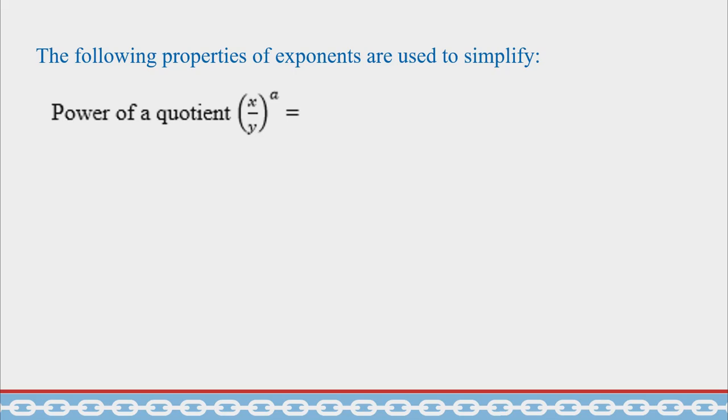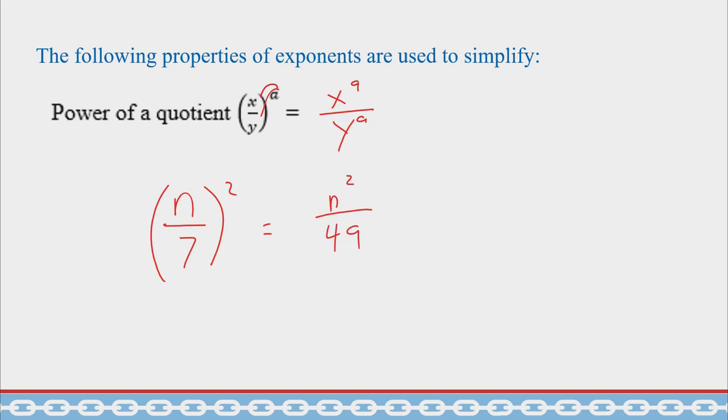Power of a quotient, to simplify that, we're basically going to distribute in a weird way kind of this a to both terms inside. So that's going to be x to the a over y to the a. So if I had n over 7 squared, that would be n squared over 7 squared, which would be 49.